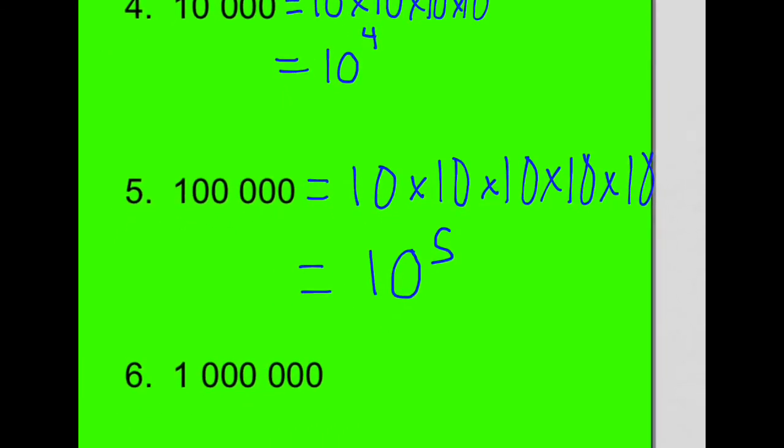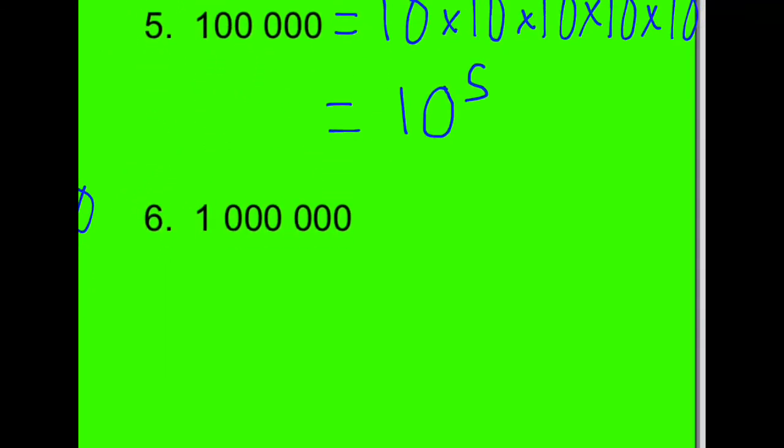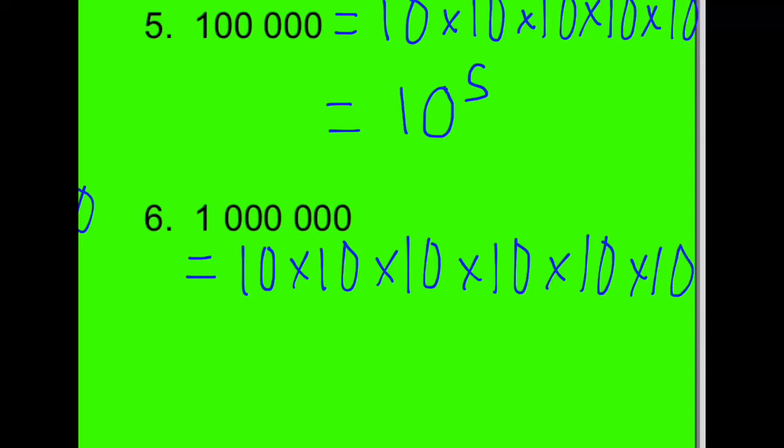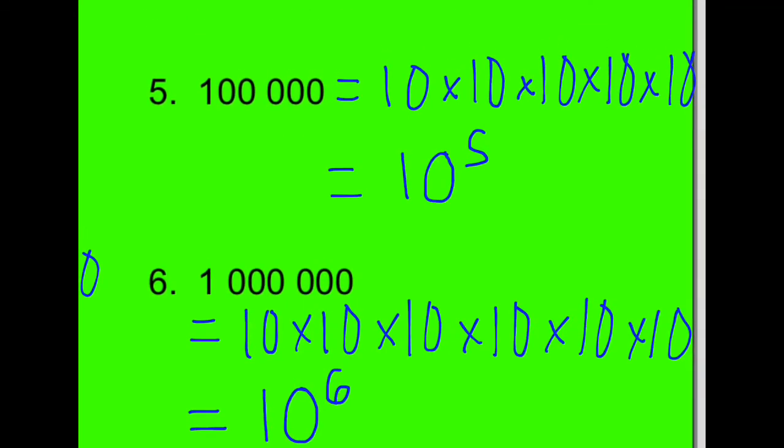And then the last one, 1 million. Well, there's 6 zeros on 1 million, so check out the pattern. 10 times 10 times 10 times 10 times 10 times 10. 6 tens there. So if I'm writing this as a power of 10, that would be 10 to the power of 6. And notice, exponent 6, 6 zeros on 1 million. Exponent 5, 5 zeros on 100,000.